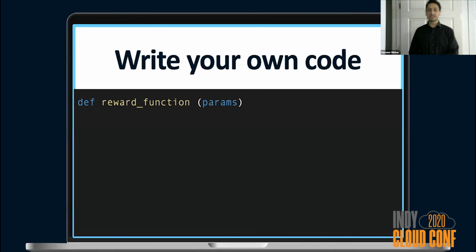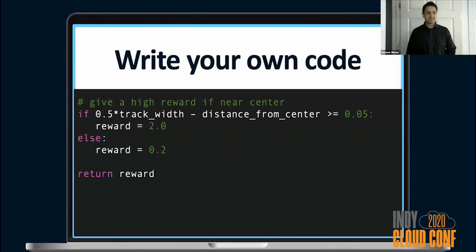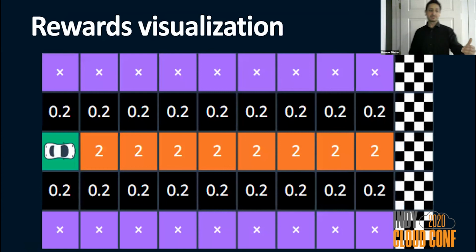It's accepting some parameters. In this case, I'm reading a couple of parameters, distance from the center and track width, into some variables. Next, I'm creating my reward function. I'm saying if you're near the center, I'm going to give you 2 points, and if you're further away from the center, I'm going to give you 0.2 points. And this is how it looks visually, if you're wondering. If you stay near the center lane, 2 points, outside 0.2, and if you go out, reset, no points.